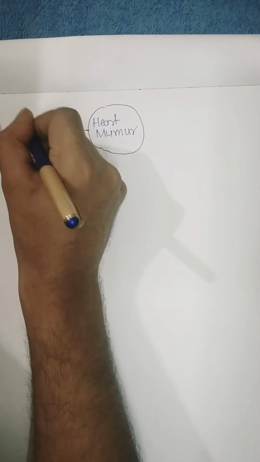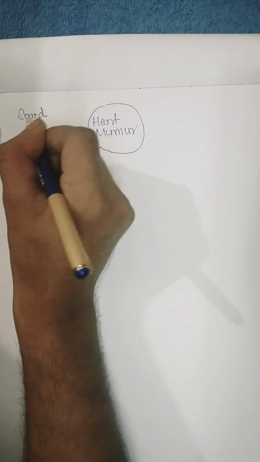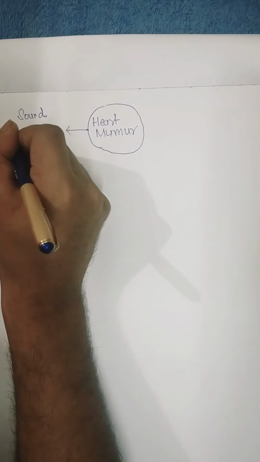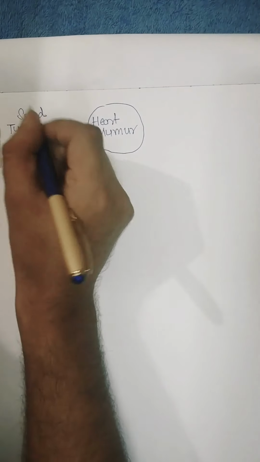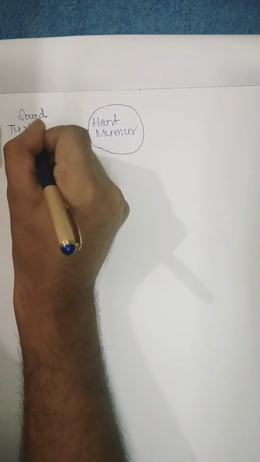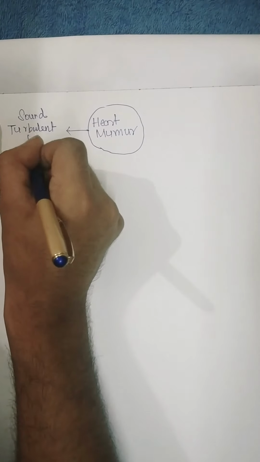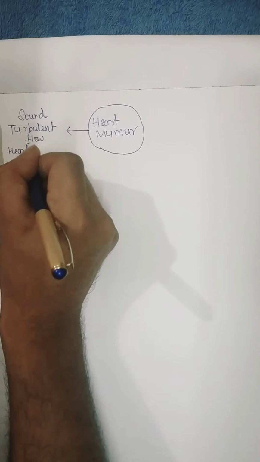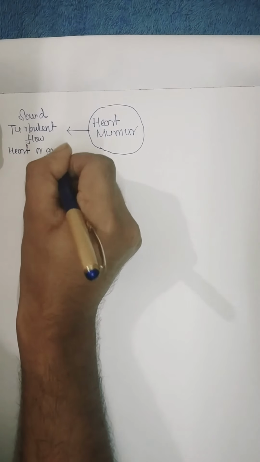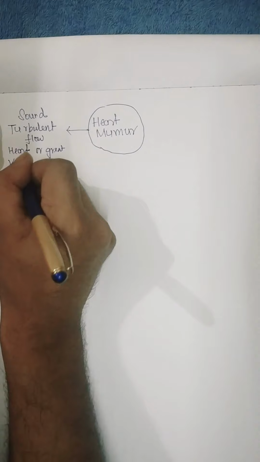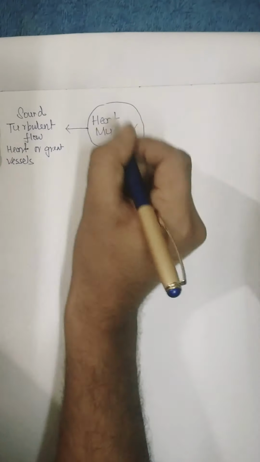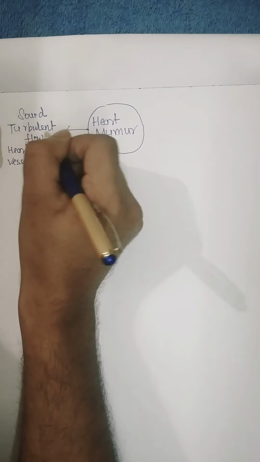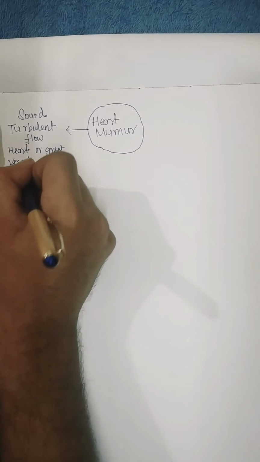Murmur is what? It's a sound, isn't it? The sound is made because there is a turbulent flow. And what is the turbulent flow? In heart or great vessels. So heart murmurs are sounds which are produced due to turbulent flow in heart or great vessels.